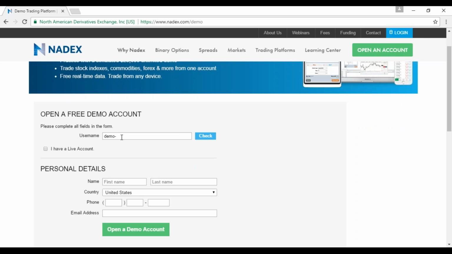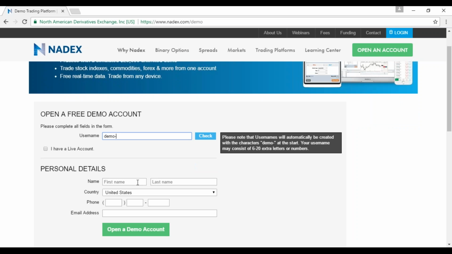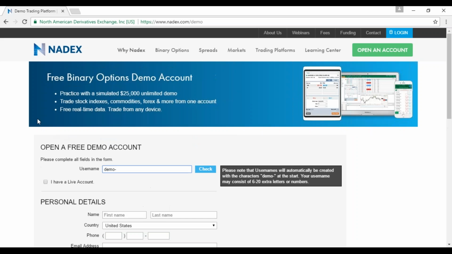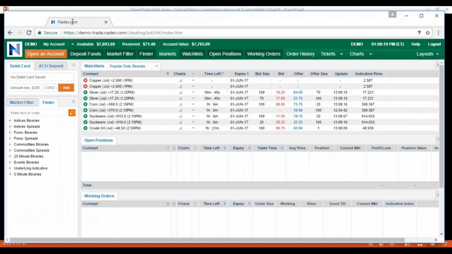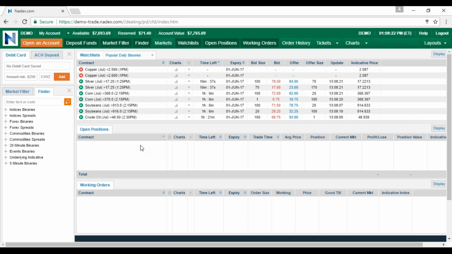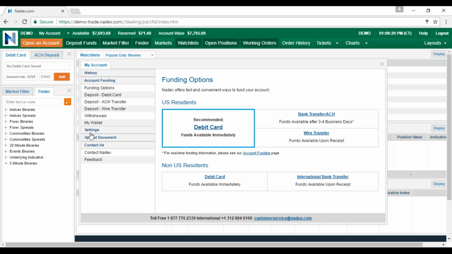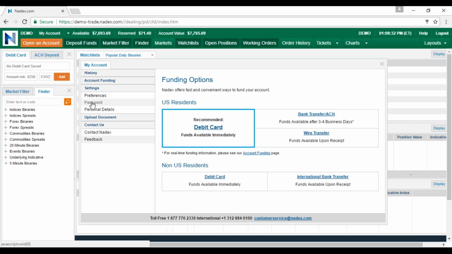All you've got to do is just select a username, fill out some quick information, and hit Open Demo. Nadex will give you a $25,000 practice demo account. All right. All you got to do is submit that information, and in just a few moments you'll get an email from Nadex with a temporary password, and you can log right in to the Nadex demo account. Once you've done that, you can go right here to the My Account tab and go right here to Settings and then Password.